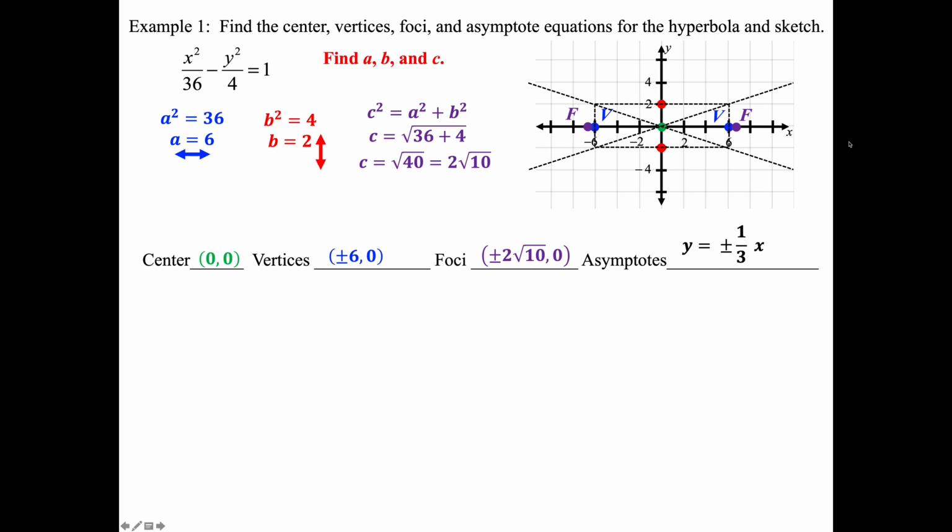So again, you want to plot the vertices, and I'm going to say it again, co-vertices, just like you did with the ellipse. Build this rectangular box. I call it my asymptote box because the diagonals build my asymptotes. Now, to draw my hyperbola, start at the vertex and approach those asymptote lines. Okay?